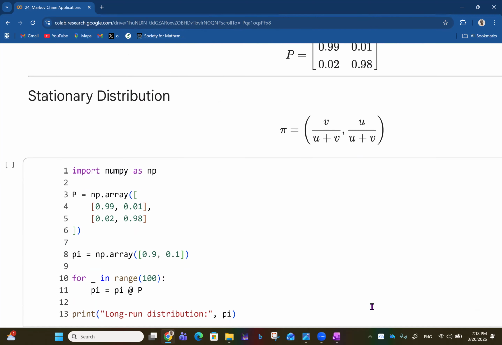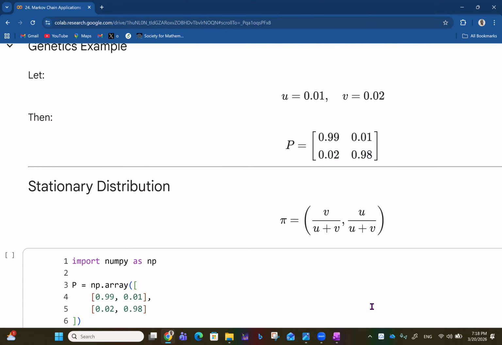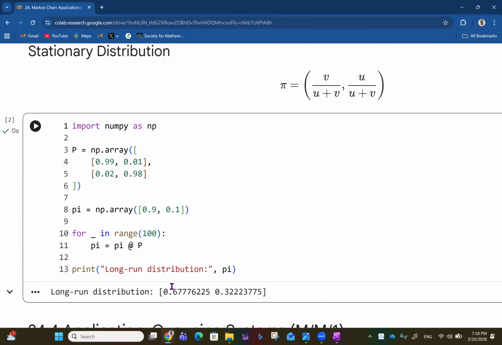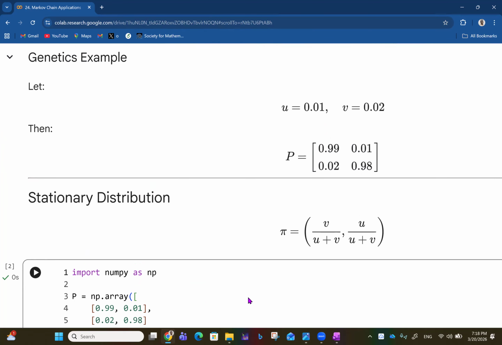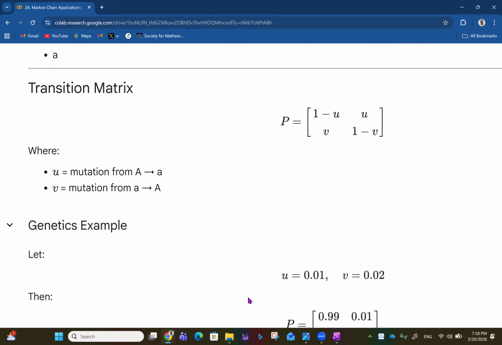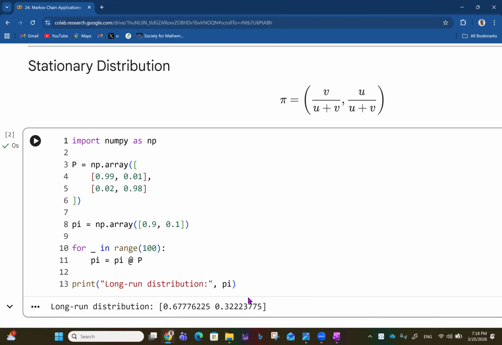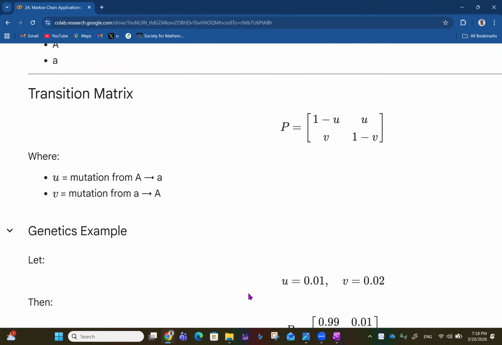So with that in place, if we find the stationary distribution, that is v over u plus v, comma u over u plus v. And then if we do the Python code iteration to get the stationary distribution, we see that at the end of the day, we have 0.67, or if you like 0.68, and 0.32. So that tells us that the first state is more important, right? The first state is more important than the second state.